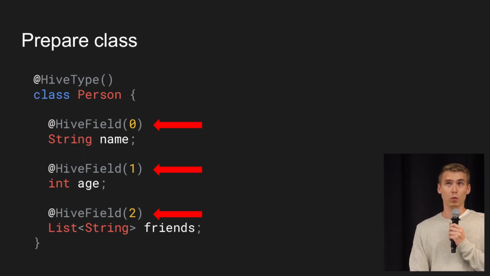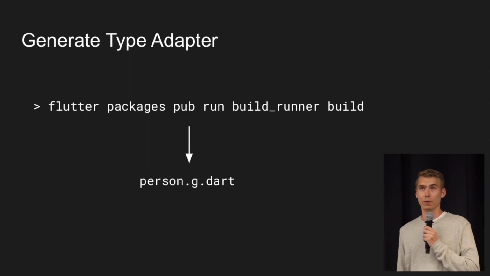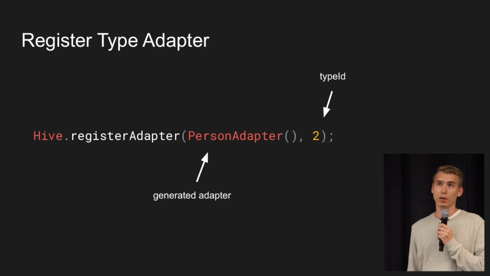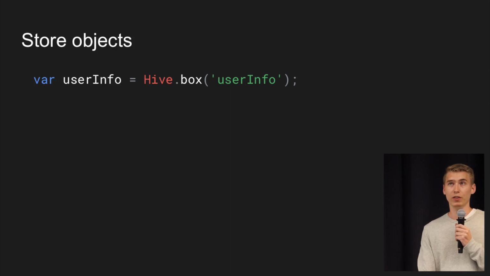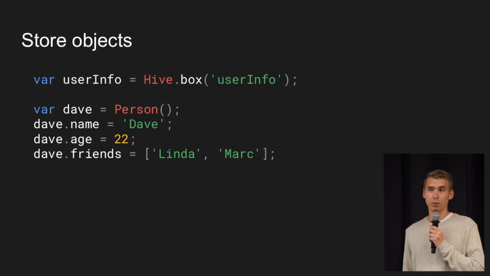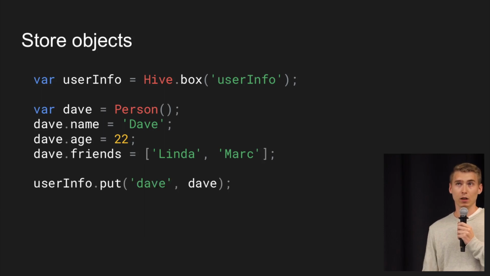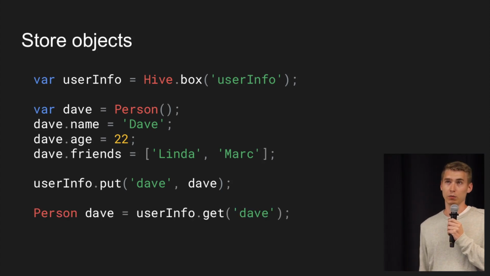Okay, so we just need to generate the adapter now. Run the build command, and Hive will generate a file called person.g.dart, which contains an adapter called person adapter. We just need to register this adapter with a unique ID to get started. Now we have our user info box again, and this time we create an object and put all the information from Dave inside that object. And just like before, we can put this object into Hive by calling put and get it back by calling get.